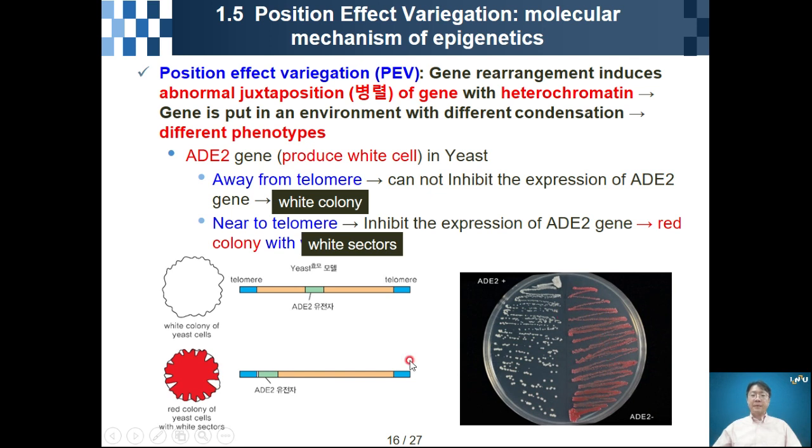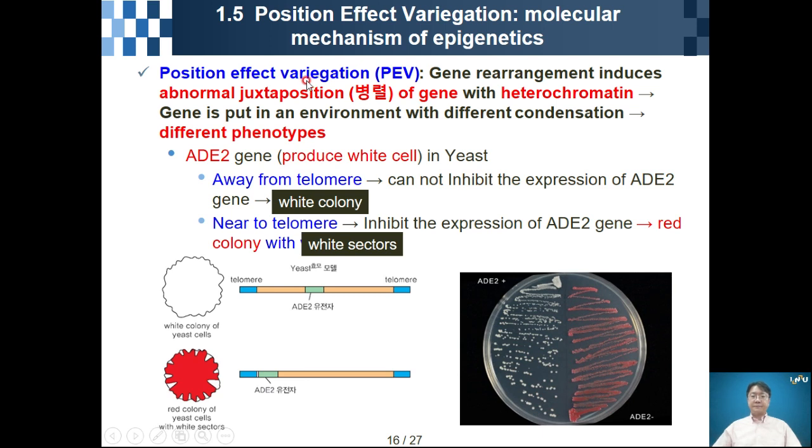Okay. So in these cases, ADE2 gene juxtaposition happens. So gene rearrangement happens. So the ADE2 gene is near the heterochromatin region. Okay, this is the position effect variegation.